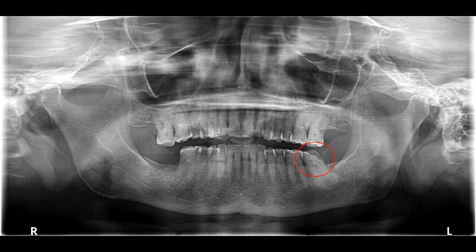So my leading differential was traumatic ulcer versus squamous cell carcinoma, because those were the two most common. This patient had had that ulcer for, I believe, if I remember correctly, around 8 months. So that was a long time to have an ulcer that hasn't healed.